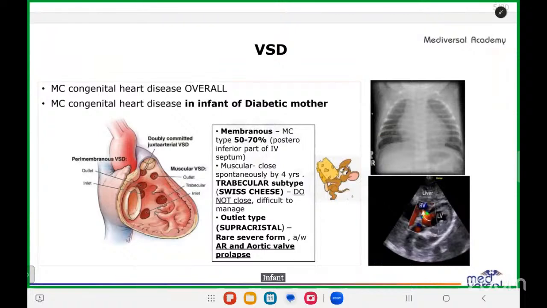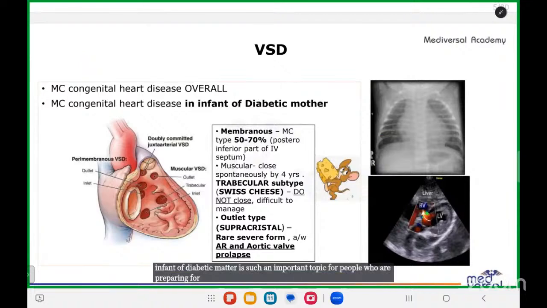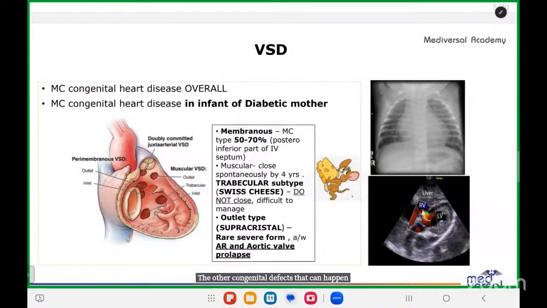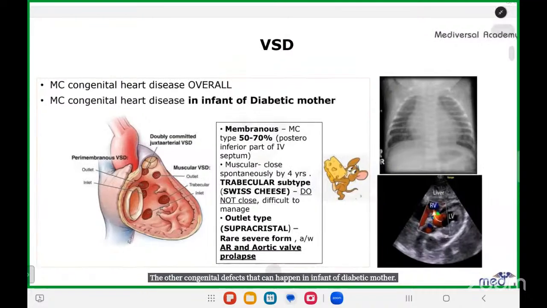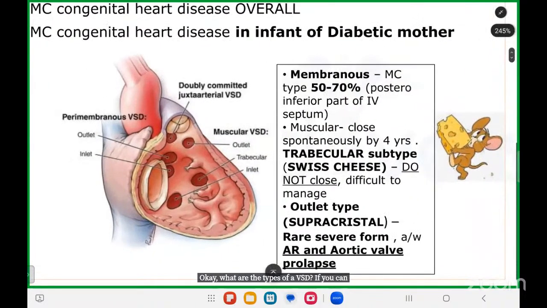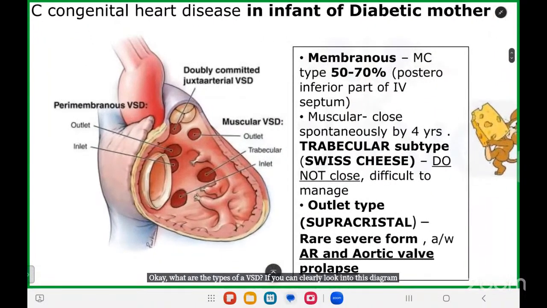Infant of diabetic mother is such an important topic for people who are preparing for your entrances. Please, please, please take a note of all the common congenital heart diseases, the most specific congenital heart diseases, the other congenital defects that can happen in infant of diabetic mother. Okay, what are the types of a VSD? If you can clearly look into this diagram, you have a membranous VSD, which is also called a perimembranous VSD, which forms almost 50 to 70%. And you can see it occupies the posterior-inferior part of the interventricular septum.